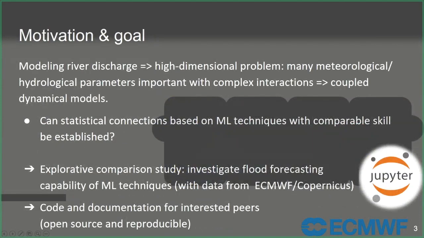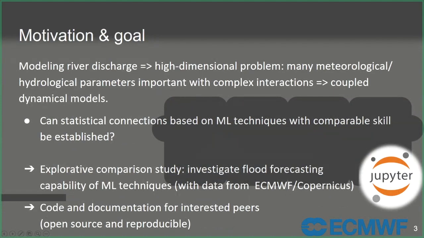So what was the motivation? First of all, we tried to model river discharge, and it's a highly dimensional problem. Many meteorological and hydrological parameters go into it and have complex interactions. So usually you have coupled dynamical models where some meteorological input goes into a kind of rainfall runoff model, and you have complex interactions with the surface itself. And the question we asked ourselves is, can we find some statistical connections based on machine learning techniques where comparable skill can be established when forecasting them?